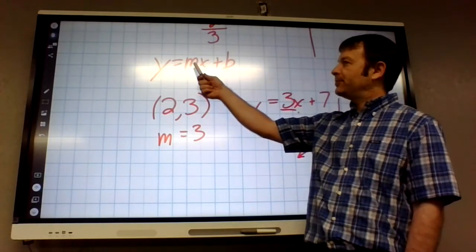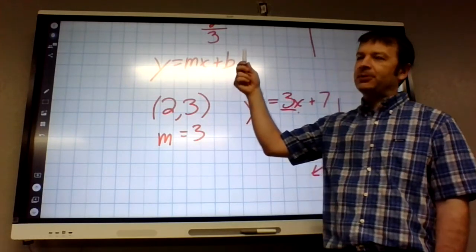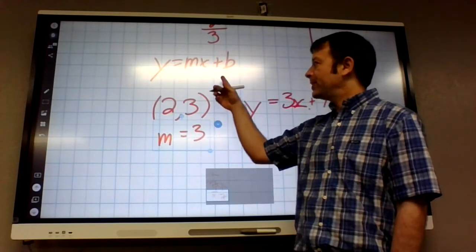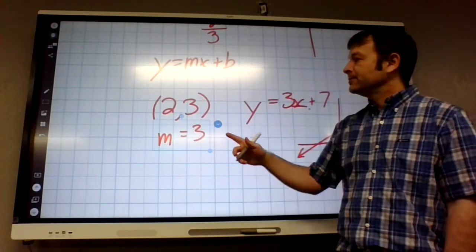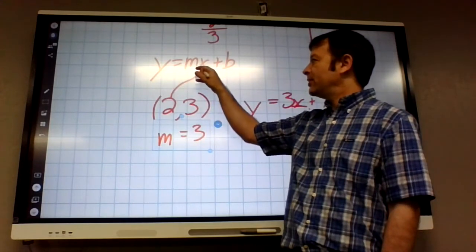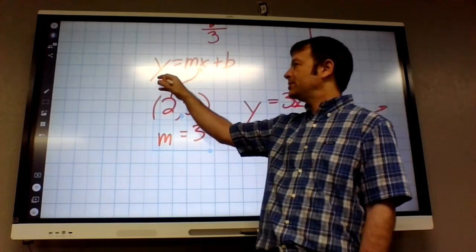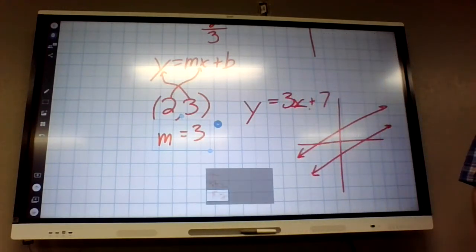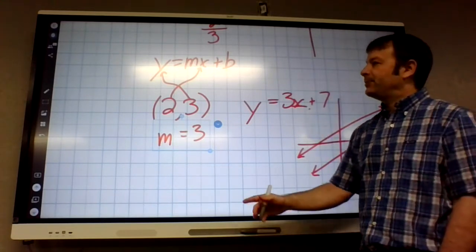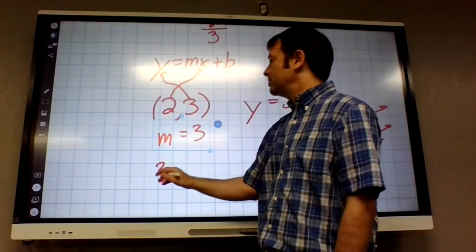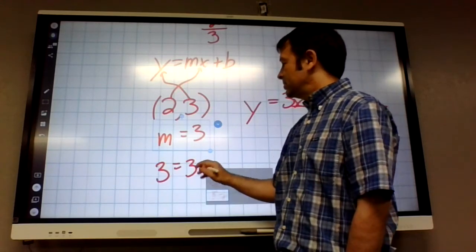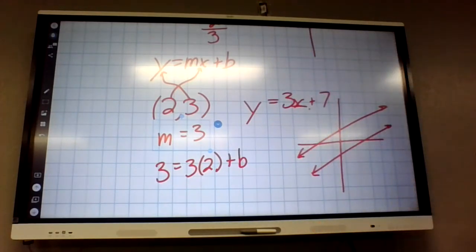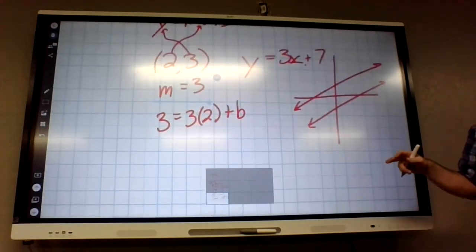Basically, when you're doing slope-intercept form, all you need is a slope and a y-intercept to write the equation, like y equals 3x plus 7. We already have the slope. How do I find the b, the y-intercept? This point that they gave us is one of the infinite solutions that should work in the equation. So when I plug those in for x and y, that can help me find the b. So if I plug in everything, y is 3, the slope is 3, the x value they gave us was 2. We can solve that for b.